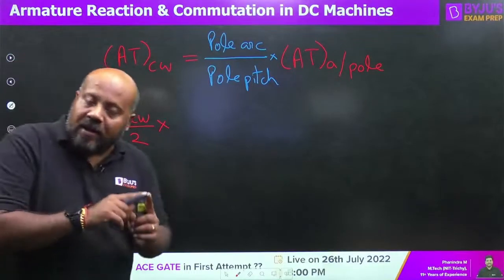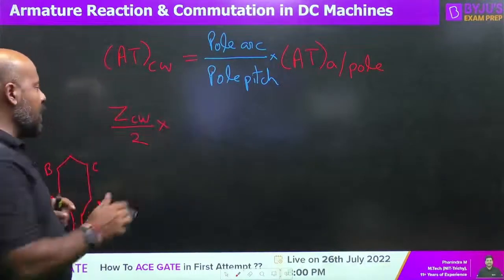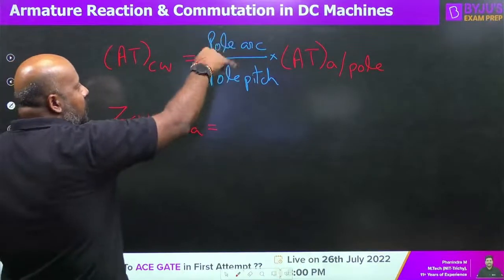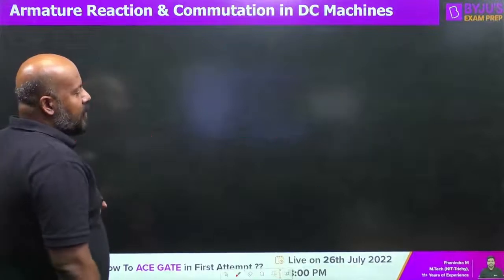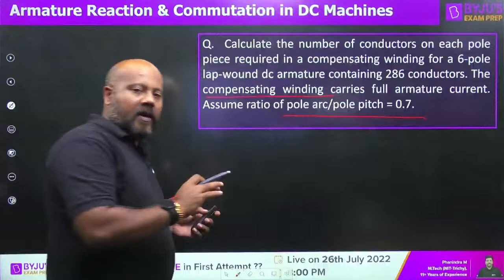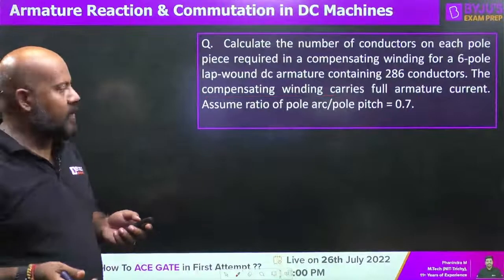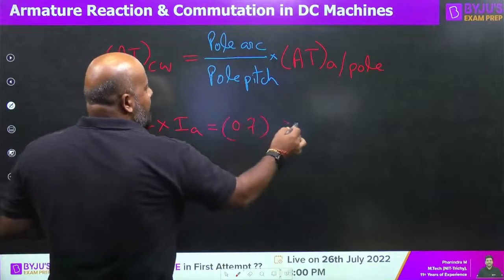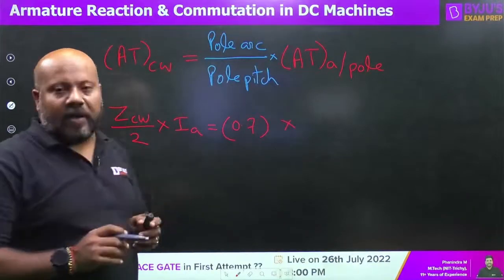Because the compensating winding is connected in series with the armature winding, the current is equal to the armature current. What is the ratio pole arc upon pole pitch? It is mentioned here in the problem, given as 0.7. If it is not given, then you can also take it as 0.7. What is ampere turns of the armature winding per pole?